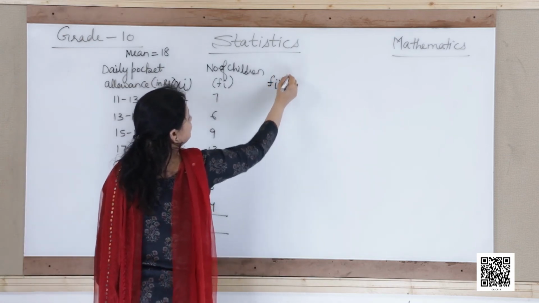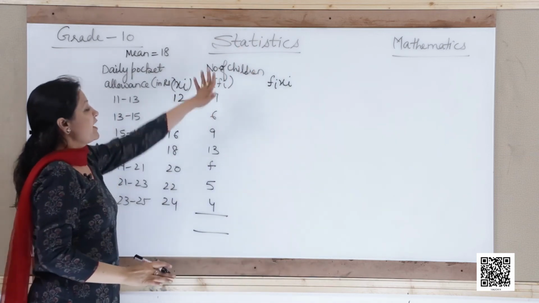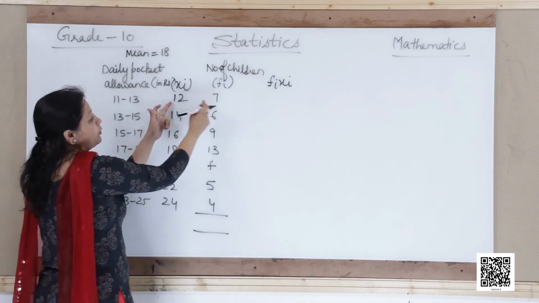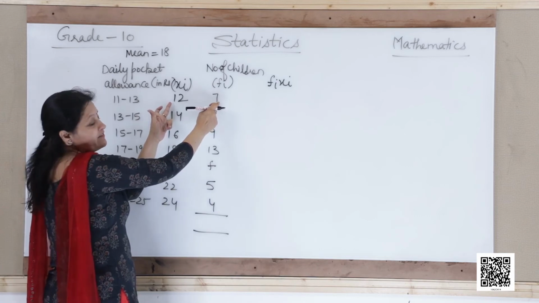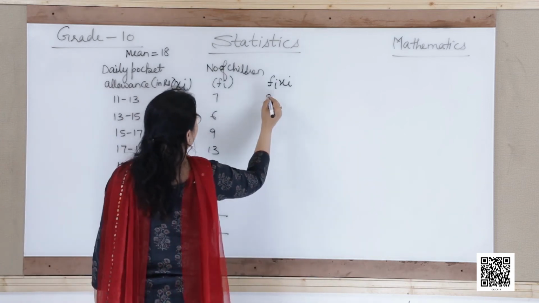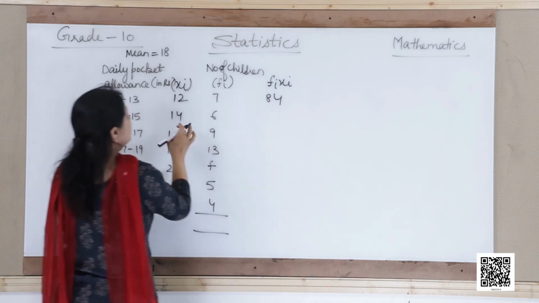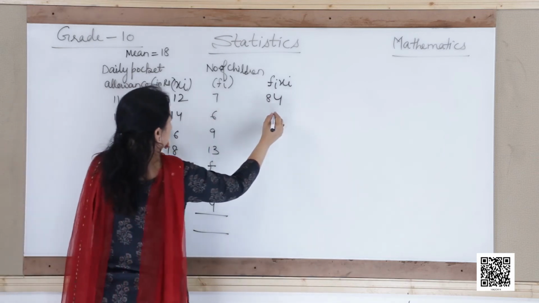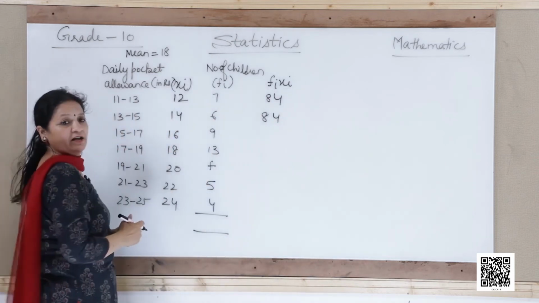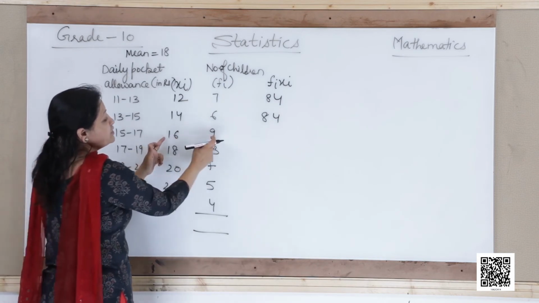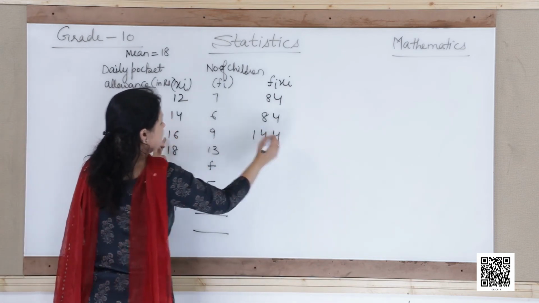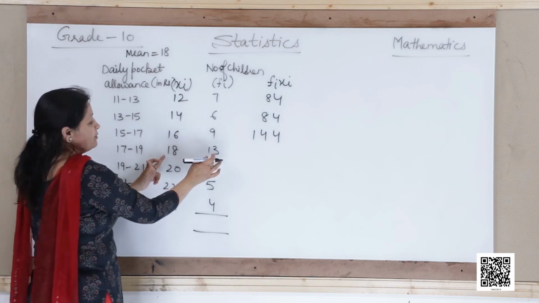Fi into xi. Firstly, I am taking your direct method. 12 multiplied by 7. 12 sevens are 84. 14 into 6. Again 84. 16 into 9. 144. 18 multiplied by 13.